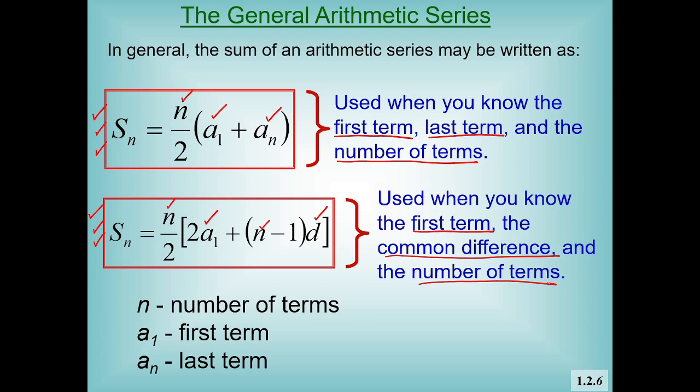Who'd like to give his explanation? Why is formula 2 said to come from formula number 1? Okay, let's examine the formula now. How can I make this A sub 1 plus A sub n become 2A sub 1 plus n minus 1 times d?